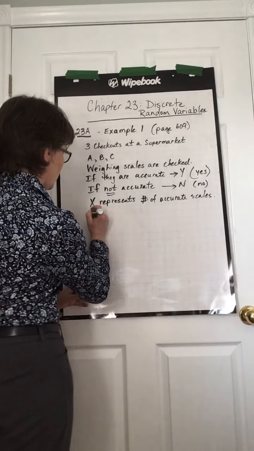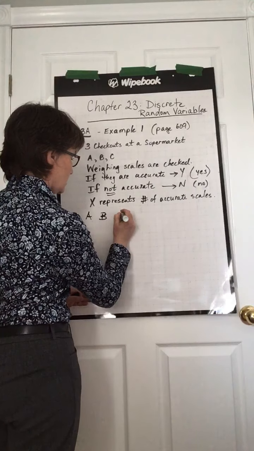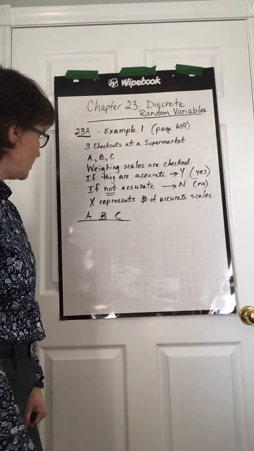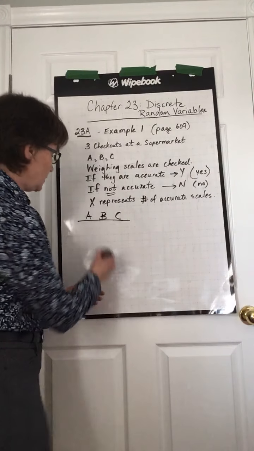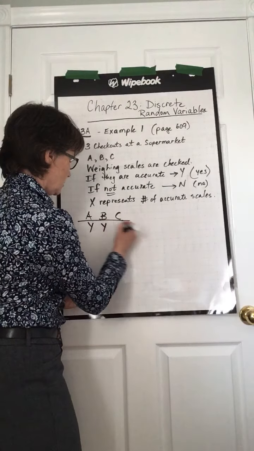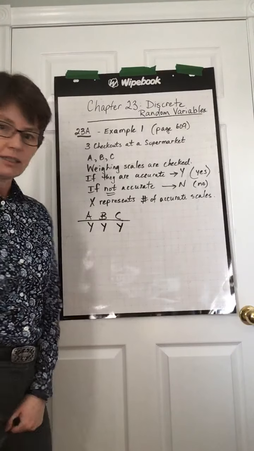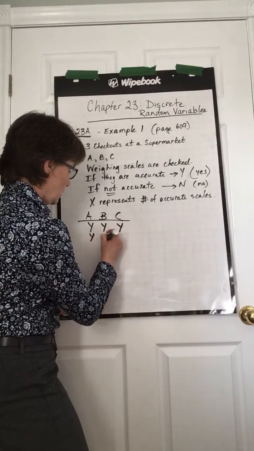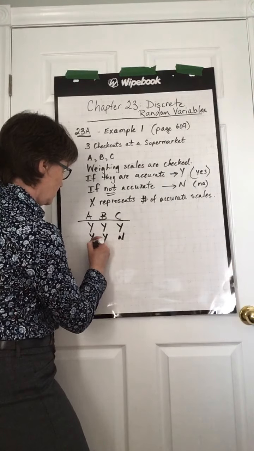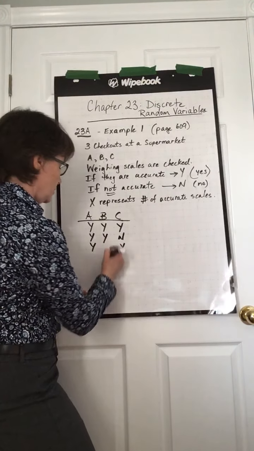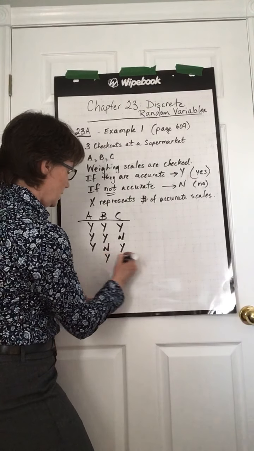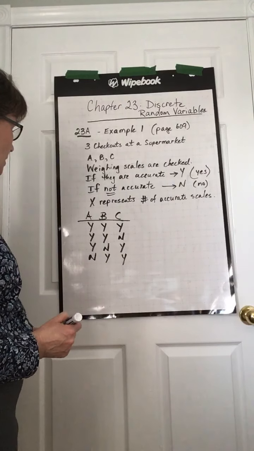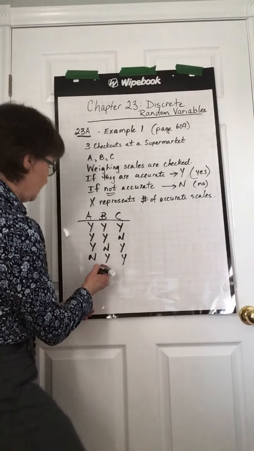So let's do that. We have A, B, and C checkouts, and the possible outcomes could be that all 3 of them are good. All 3 of them have good scales. So Y, yes, yes. There could be only 2 of them. A and B might be good, C is not. Or A and C might be good, B is not. Or B and C might be good, and A is not.